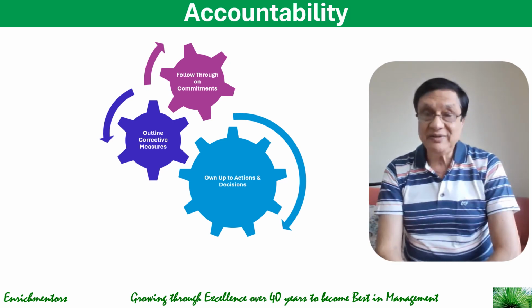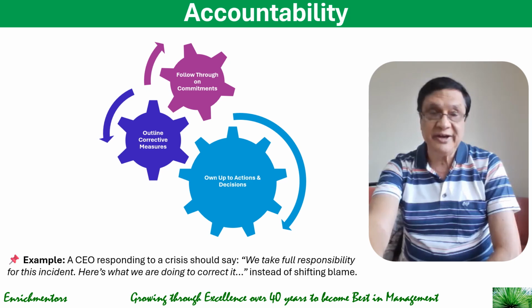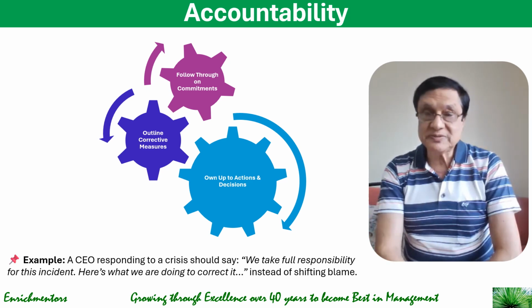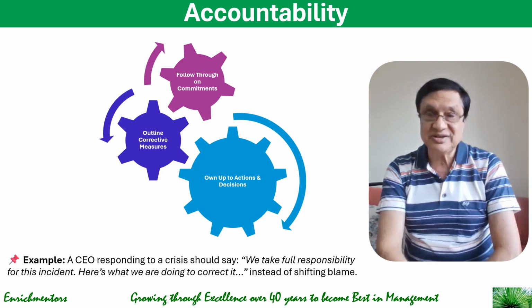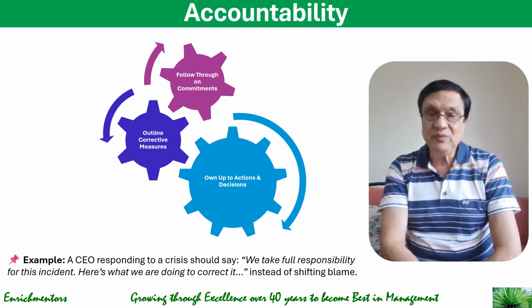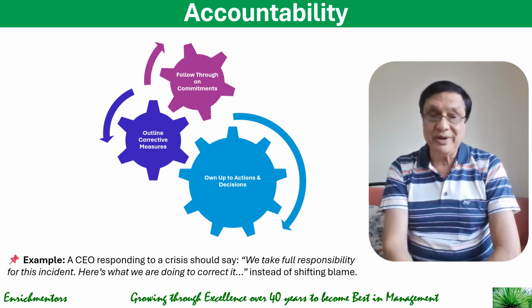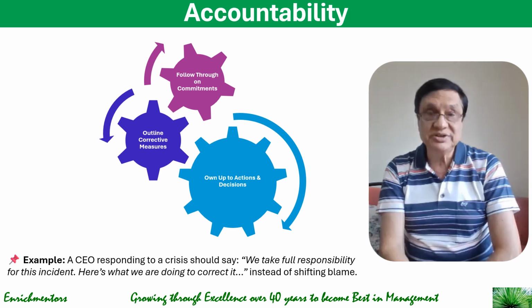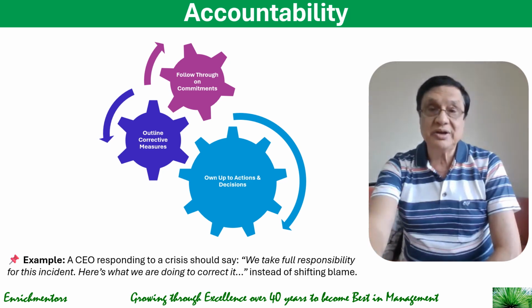In an example that we will take you through now, a right example is a CEO responding to a crisis should say, we take full responsibility for this incident. That's being accountable, owning up to the actions and decisions. And here is what we're going to do to correct it. So you outline the corrective measures, instead of shifting the blame, and then you should follow through. So this is a good example of exhibiting an accountable message.